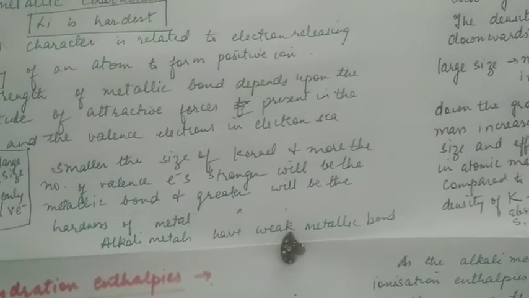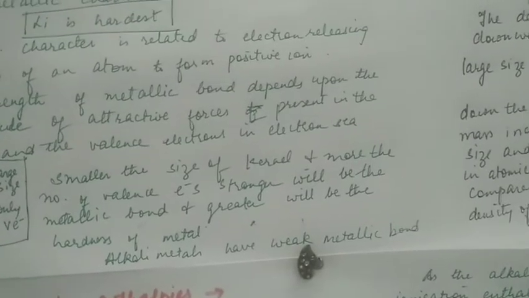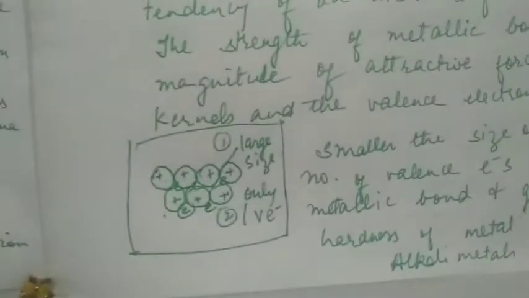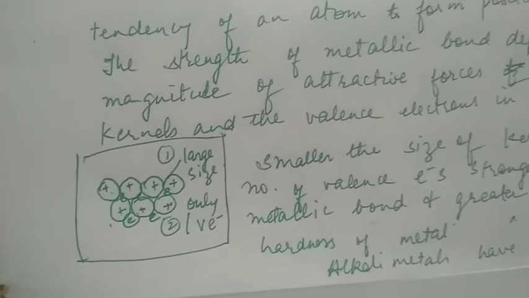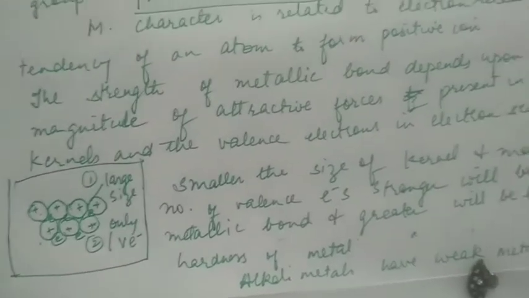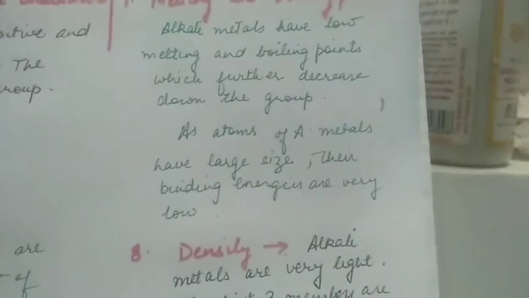Smaller the size of kernel and more the number of valence electrons, stronger will be the metallic bond. But in case of alkali metals, the size of kernel is large and there is only one valence electron, so metallic bond is weak. Melting and boiling points.